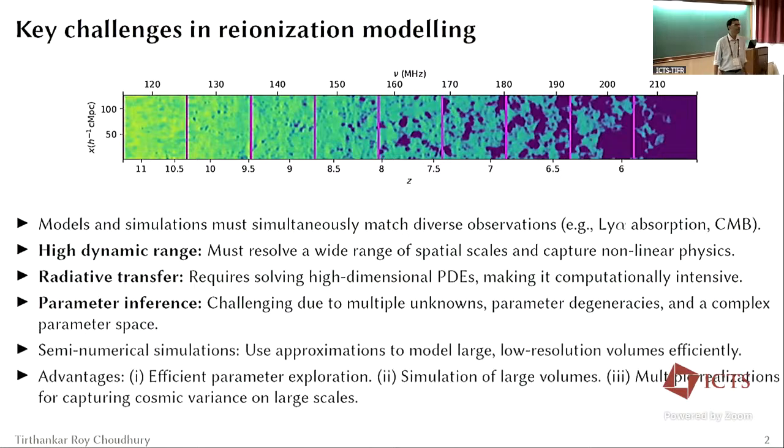And this is where the semi-numerical simulations have played a very important role. Basically, you are making some approximations to model the large, low resolution volumes efficiently. There are a wide range of advantages to such models. You can do very efficient parameter estimation. You can, as I said, simulate large volumes which are required for these experiments which we have been discussing. And then you also need to generate multiple realizations of the initial conditions to account for cosmic variance.